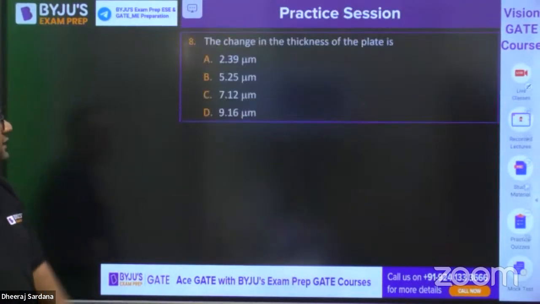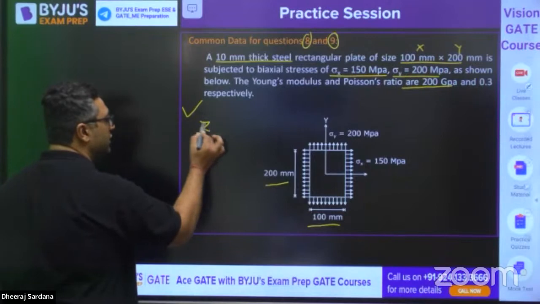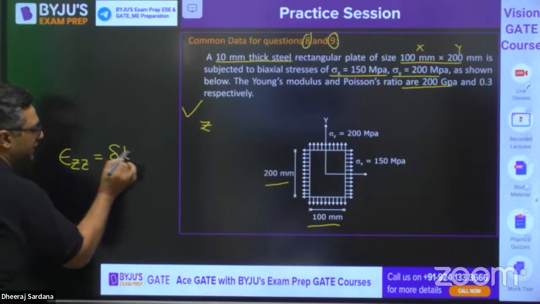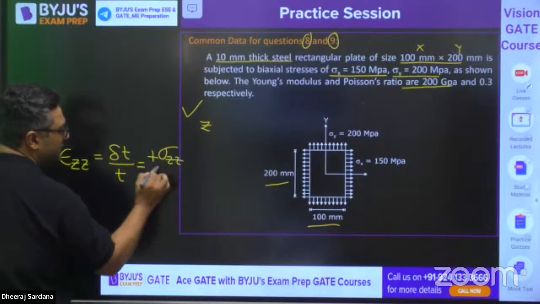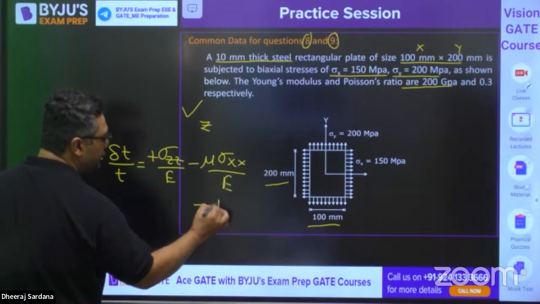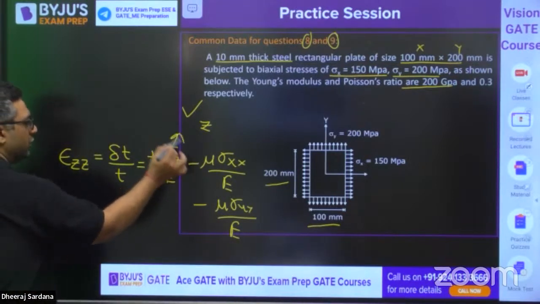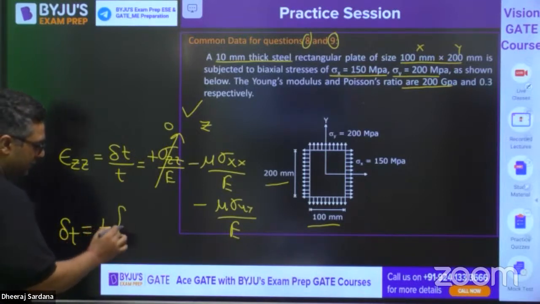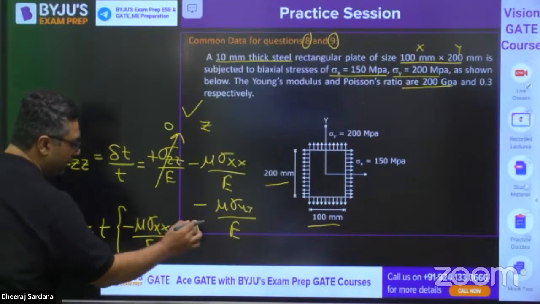Okay. So they have also mentioned the dimensions and the stresses, everything. And what they are asking is the change in the thickness of the plate. So you know that thickness is in the Z direction. I feel everybody is aware that epsilon ZZ is going to be the change of thickness by thickness, which is nothing but plus sigma ZZ by E minus mu times sigma XX by E minus mu times sigma YY by E. If you see, it is a 2D state of stress given, so this will become 0. So my dear, you need to find out delta T. Delta T is nothing but T times minus mu times of sigma XX by E minus mu times of sigma YY by E.